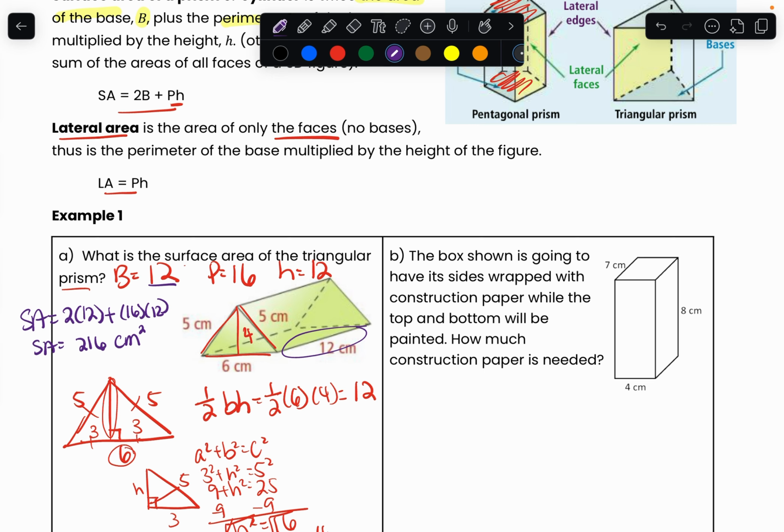Okay. Now let's do the next question. It says the box shown is going to have sides wrapped with construction paper while the top and bottom will be painted. How much construction paper will be needed? If you read the question carefully, it's saying that we only need construction paper on the sides, so we don't need it on the top and the bottom, which are my bases. So if we're only trying to find the surface area of the faces, the sides and not the bases, then what we're essentially trying to find here is the lateral area.